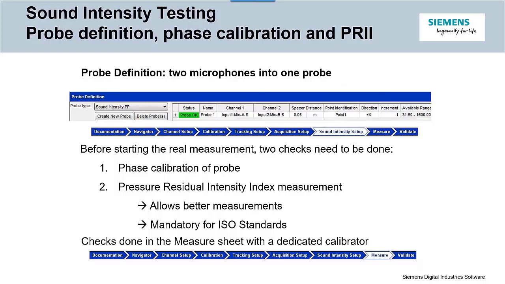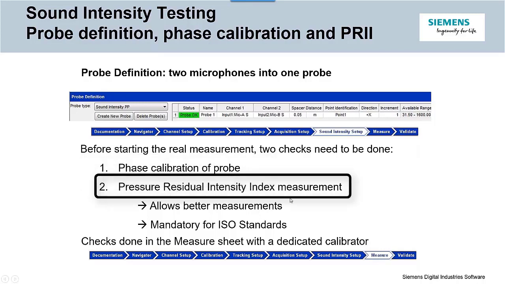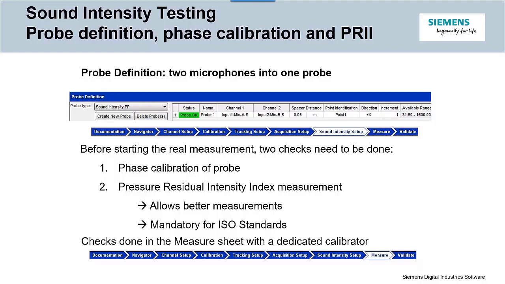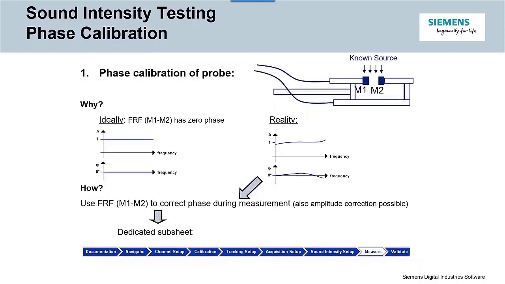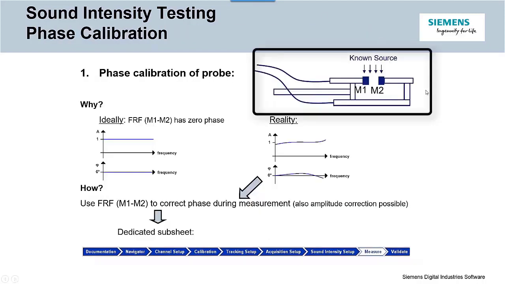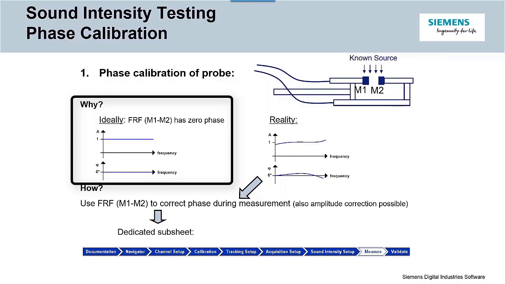Then to be compliant with the ISO standards, a couple of the things that are required is the phase calibration of the probe and the pressure residual intensity index measurement. And both of these are supported within TestLab. So in a phase calibration, you send a known signal to both microphones. If there is a known source and the same signal is sent to both mics, we should see that the difference between the 2 mics is 0, and hence the intensity should be 0.